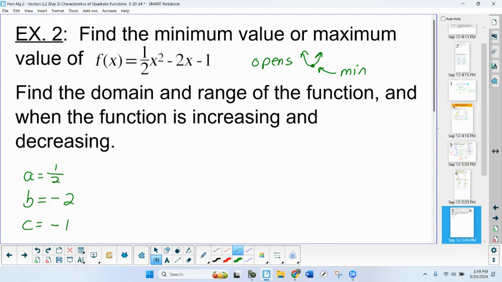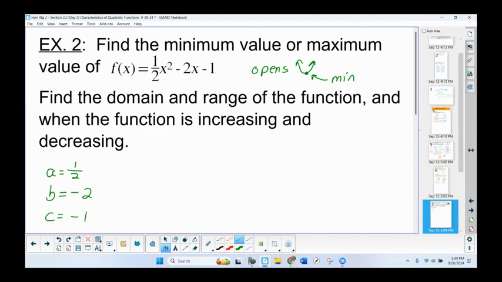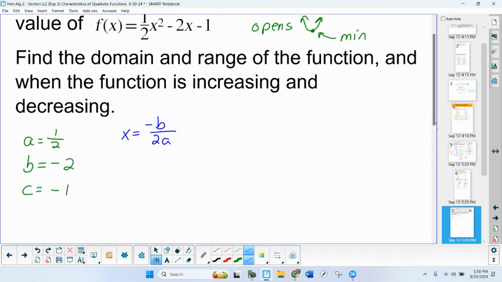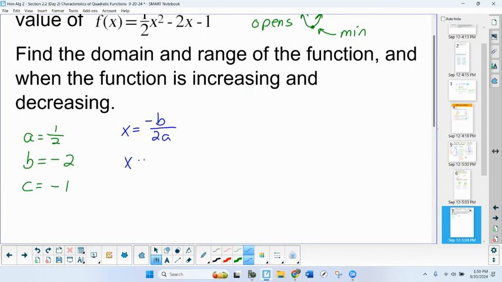How do you find the axis of symmetry? What do we do to find the axis of symmetry? X equals what? Opposite B over 2A. So we're going to go ahead and do that. X equals, what's the opposite of B? 2 over 2 times, what's 2 times a half? 1. So what's the axis of symmetry? X equals 2. So there's my axis of symmetry. X equals 2. How do I find the y coordinate of the vertex then?